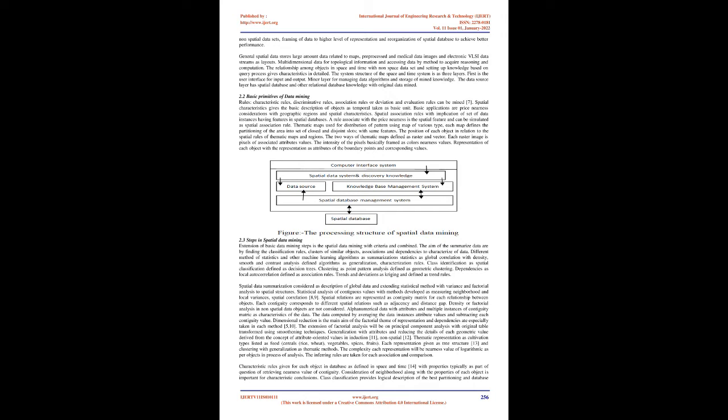Rules, characteristic rules, discriminative rules, association rules, or deviation and evaluation rules can be mined. 7. Spatial characteristics give the basic description of objects as temporal taken as basic unit. Basic applications are price nearness considerations with geographic regions and spatial characteristics. Spatial association rules with implication of a set of data instances having features in spatial databases. A rule associated with the price nearness is the spatial feature and can be simulated as a spatial association rule.